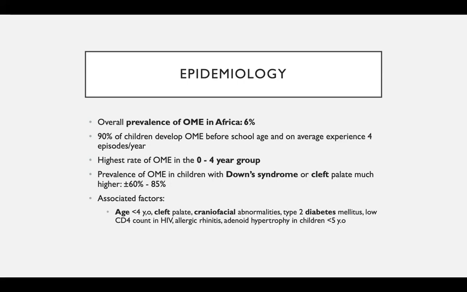The prevalence of OME in children with certain syndromes, for example, Down syndrome or even a cleft palate is much higher. It's in the range of about 60 to 85%. And then there's several associated factors. So age less than 4, a cleft palate, as I've mentioned, any craniofacial abnormalities, type 2 diabetes, so that's on the line of immunodeficiency, also low CD4 count in the setting of HIV, patients with allergic rhinitis, and also adenoid hypertrophy in children younger than 5, which we also know is very, very common.